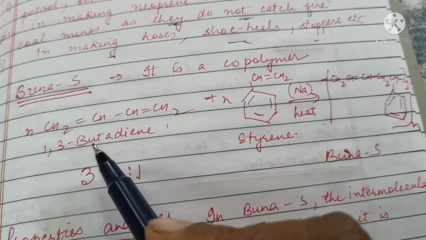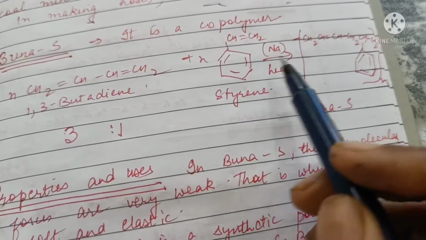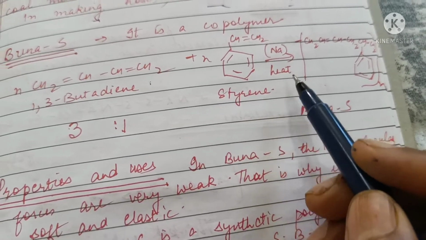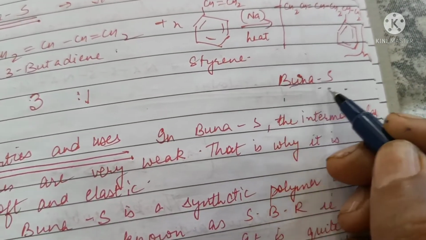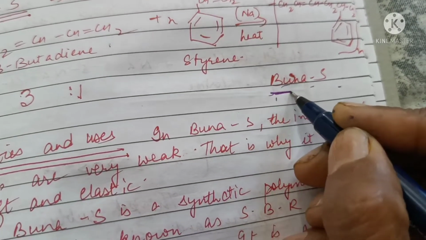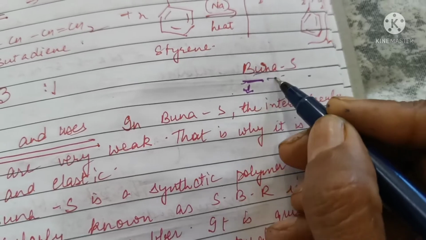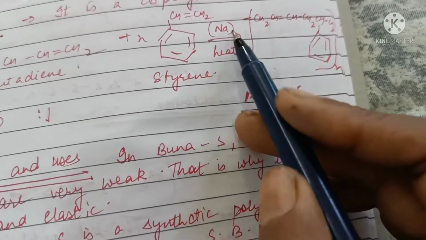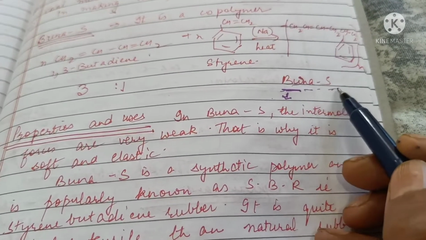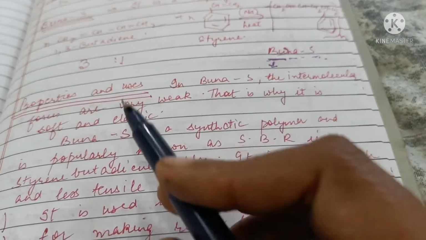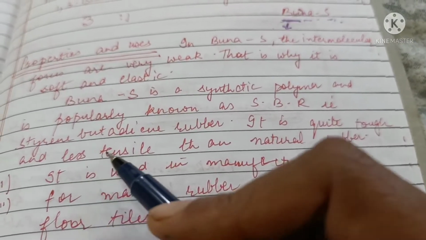It is a copolymer of 1,3-butadiene and styrene. It's polymerized in the presence of sodium, so the product formed is called Buna S. In the word Buna S, Bu means buta-1,3-diene, Na means sodium or natrium, in whose presence polymerization occurs, and S means styrene. In Buna S, the intermolecular forces are very weak. That is why it's soft and elastic.